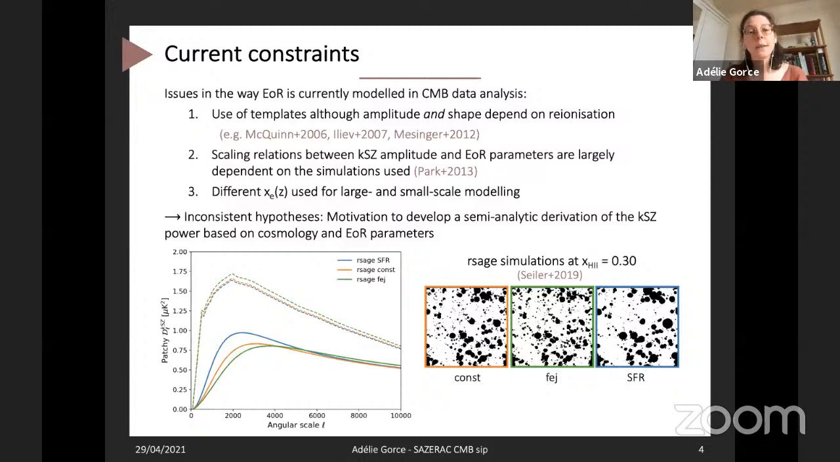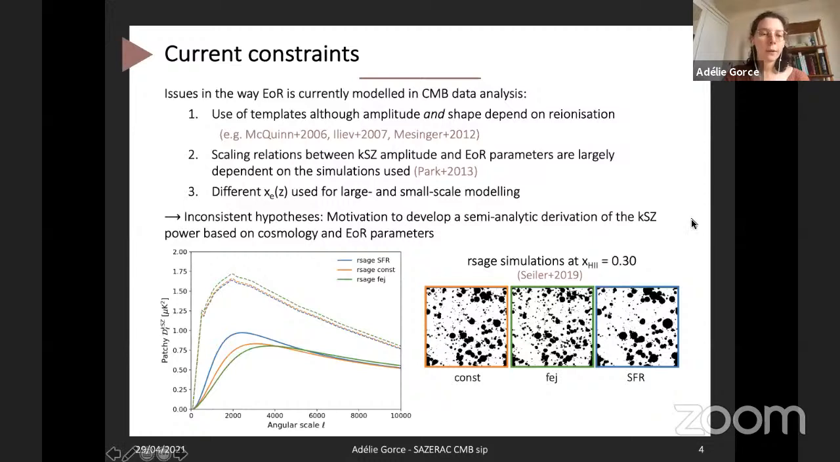Here are the issues. The first one is that we use templates for the KZ power, even though we know that not only the amplitude, but also the shape of the KZ spectrum depends on the reionization scenario. Then the scalings that are used to translate the KZ amplitude into EOR parameters are largely dependent on the simulations they were calibrated on. And finally, you actually use a different reionization history when you analyze large-scale data and small-scale CMB. So you have a bunch of inconsistent hypotheses, and that's what motivated us to try and develop this semi-analytic derivation of the KZ power that would bring everything back together.